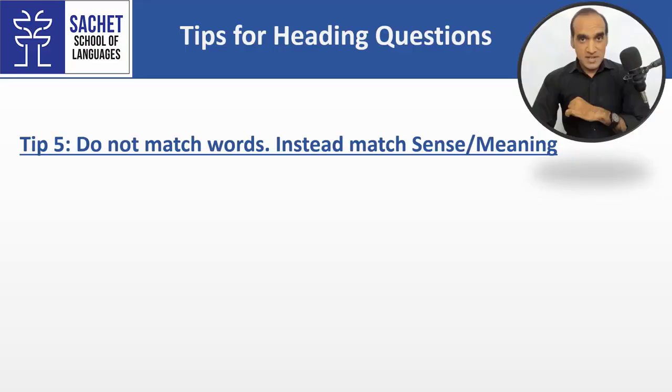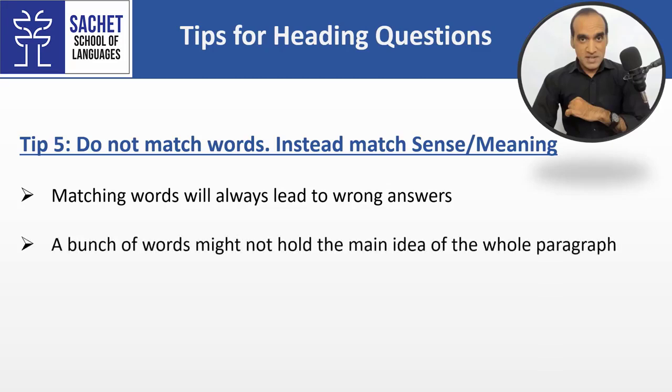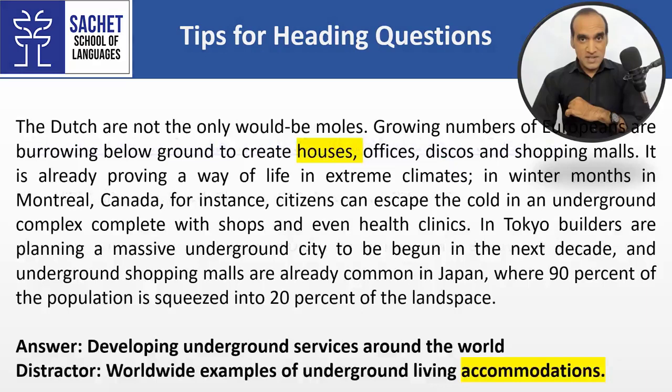The next tip is that do not match the words of the paragraph with the headings. An attempt to match the words in the heading statements with the words given in the passage will utterly fail. Remember, a heading is the main idea of the paragraph, not a specific detail. The same words may be there in the paragraph, but it doesn't mean that this is the main idea. Just as we see that the word accommodation has been mentioned in the heading, but it doesn't mean that this is the main idea. Just think, is this what the writer has written the whole paragraph for?